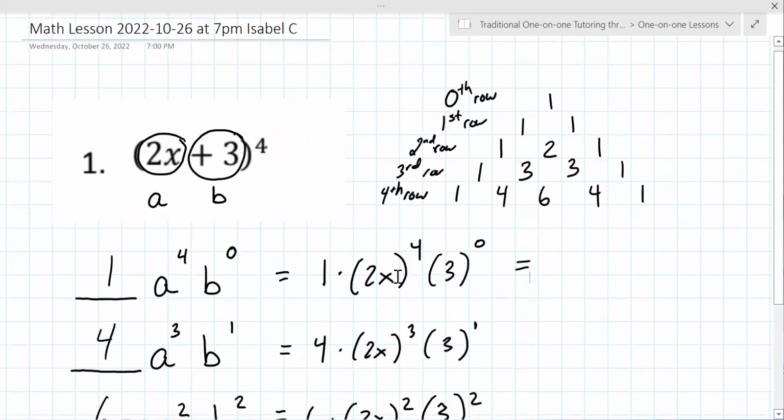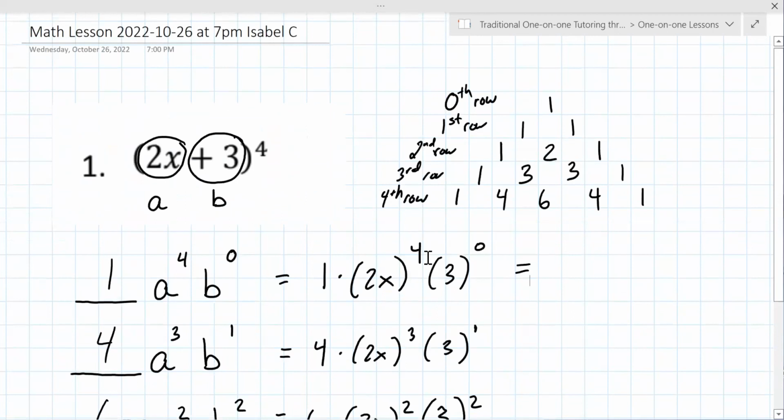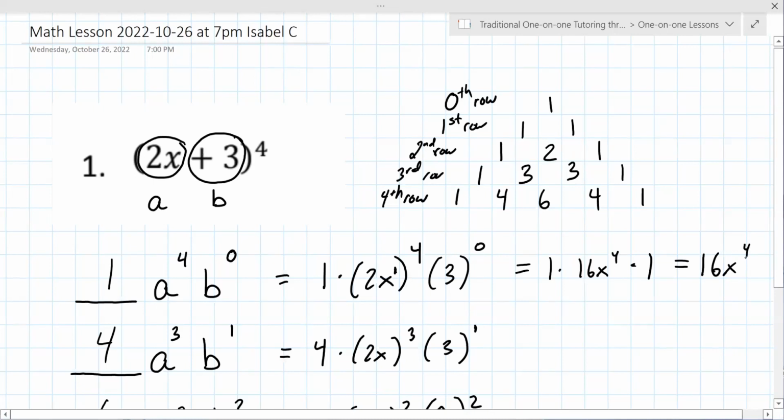Any questions up until this point on how to do this? Okay. So when you're simplifying, you need to remember a few rules. 2x to the fourth means 2 times 2 times 2 times 2. X to the fourth, you're multiplying the exponents, so 4 times 1, x to the fourth. So this is 1 times 16x to the fourth. Anything to the 0 power is 1. And that gives you 16x to the fourth as your first term.